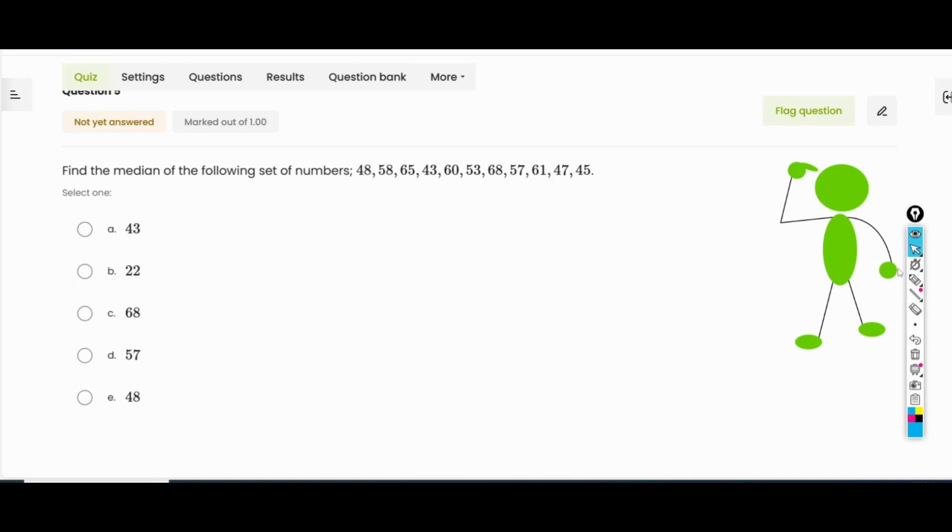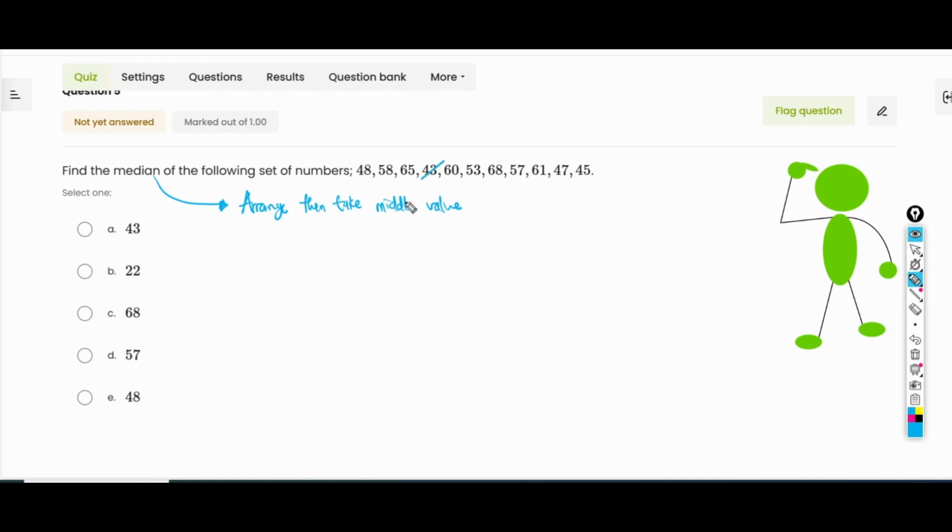Find the median of the following sets. Okay, so median means we arrange, then take the middle. All right, so in arranging this, we have to start with the smallest.